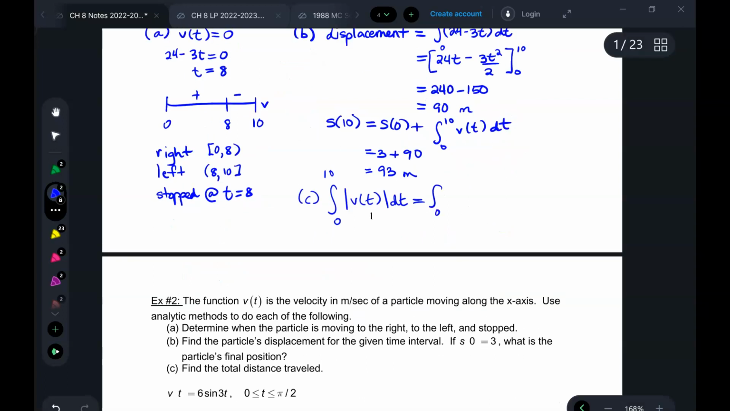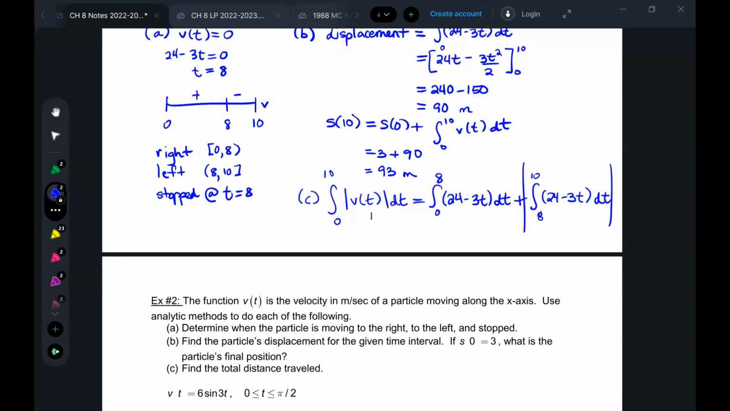So from 0 to 8, and then how do I want to write the other part? You could subtract it, or you could just put from, oops, that's supposed to be an 8 to 10. And then just make sure to take the absolute value of that result because we want that to count as a positive distance traveled. Good?